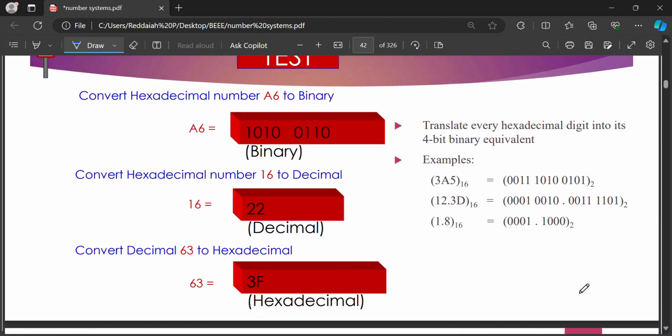There are so many examples. Convert A6 to binary. A6, A is 10. You can solve these examples also. You can write 3A5 in hexadecimal and convert it to binary. Translate every hexadecimal digit into its 4-bit binary equivalent. Like that you can convert. Do these problems.